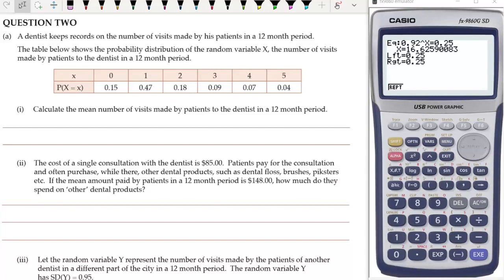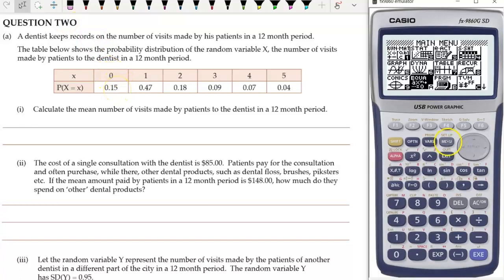Okay, on question 2, we've got this detail about the number of visits that were made by patients in a 12-month period, and a probability distribution shown in this table just here. We want to calculate the mean number of visits made by patients to the dentist in a 12-month period. So to do that, we take the value of x and we multiply it by its probability.